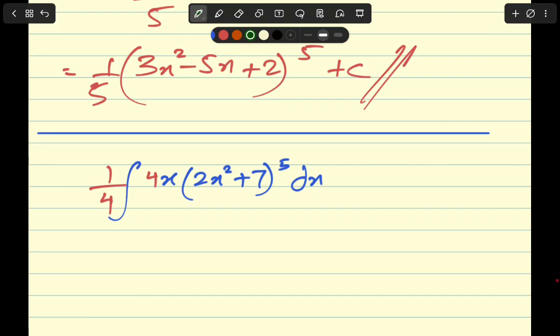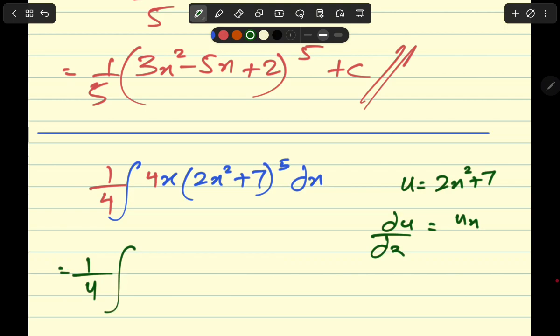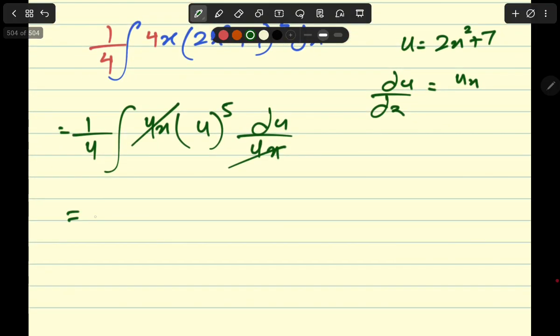So now if I make the substitution, this is u, 2x squared plus 7, and du by dx is equal to 4x, and we are going to do exactly that. So 1 upon 4 stays here, and 4x stays here, and 2x squared plus 7 becomes u, this is 5, and dx is going to become du upon 4x, and I'm going to cancel 4x with 4x, and now I can simply go ahead and integrate this, which becomes u 6 over 6 plus c.